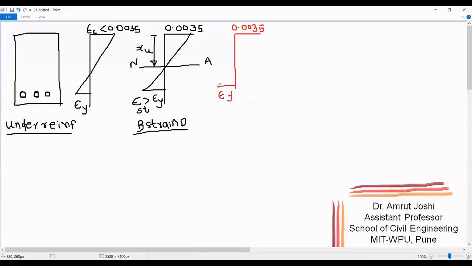Therefore, it is evident that if I join these two points, the neutral axis for the balanced section would lie below the neutral axis for the under reinforced section of the same beam cross-sectional dimensions at failure.